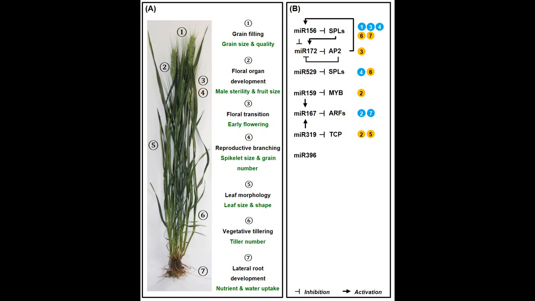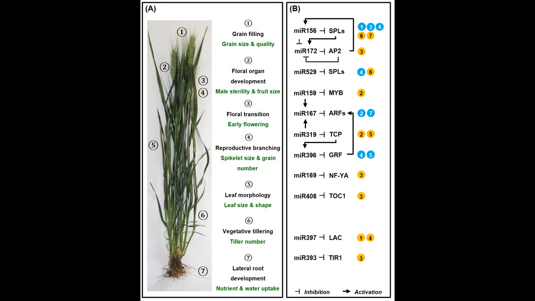In addition, TCP induces miR-396, which targets growth regulating factors or GRFs. GRFs positively regulate reproductive branching and leaf morphology. The regulatory circuit is completed when GRFs activate the ARFs. A number of other genes targeted by microRNAs also negatively regulate reproductive traits.